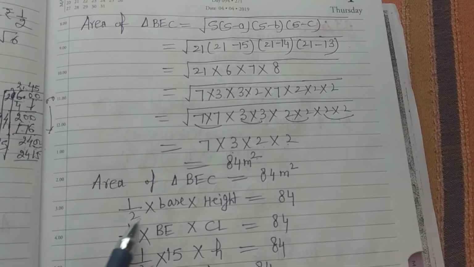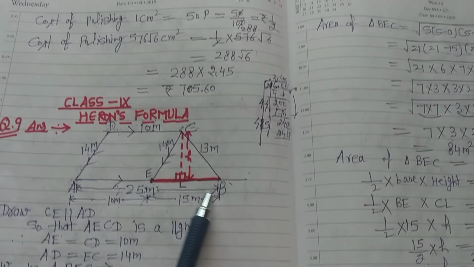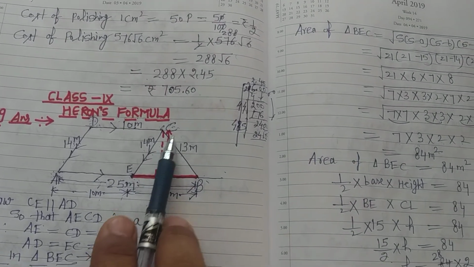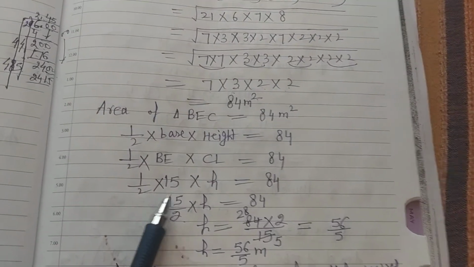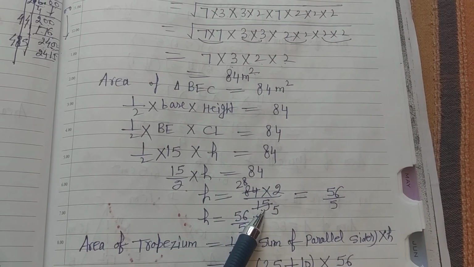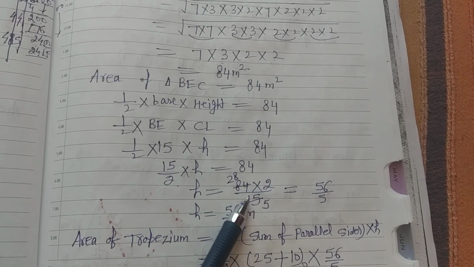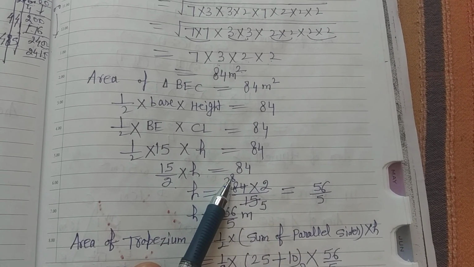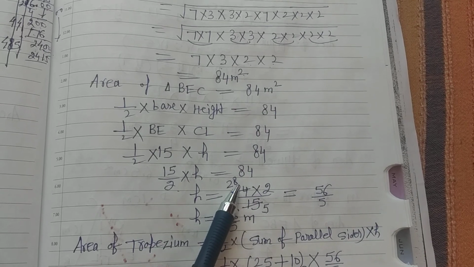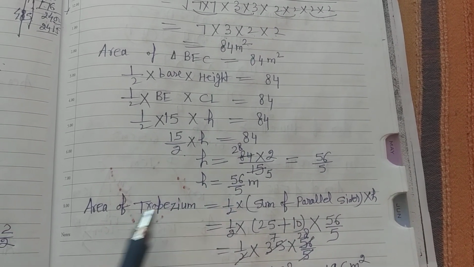Now we will apply the formula half into base into height. So the base is BE here, that is 15, and the height, let us suppose it is h. So 1 by 2 base into height is equal to 84, and height is equal to 84 into 2 upon 15. After solving, 5 3s are 15 and 3 28s are 84. So 28 into 2 is 56 upon 5. Height is 56 upon 5 meter.